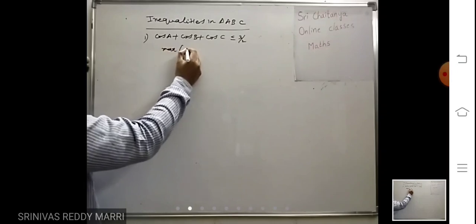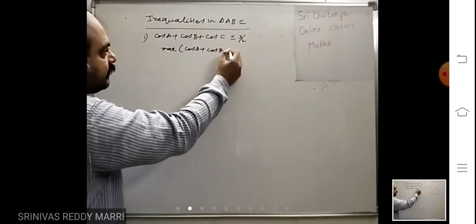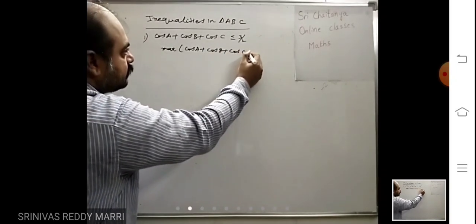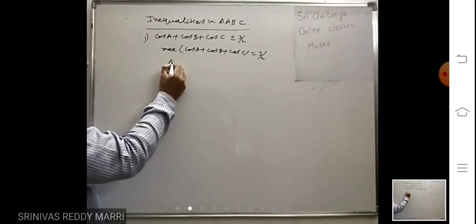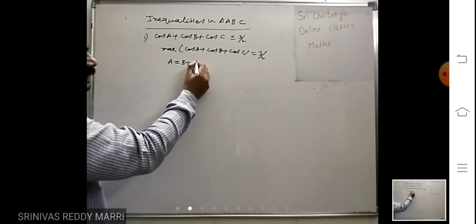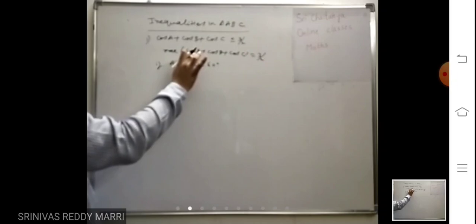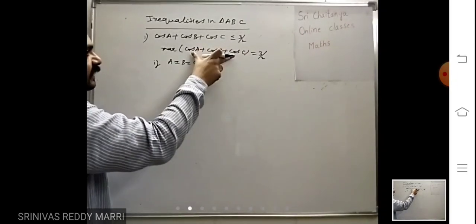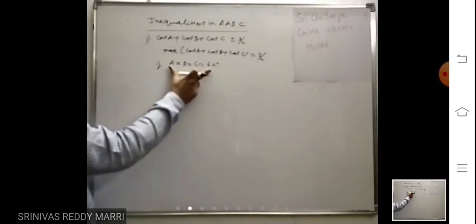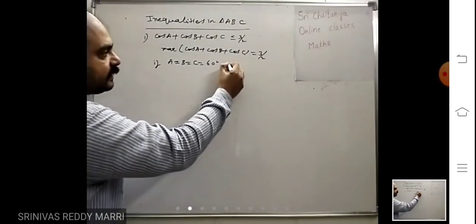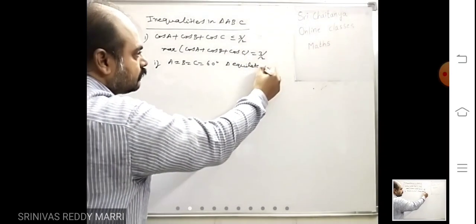The maximum value of cos A plus cos B plus cos C is 3 by 2. It happens in an equilateral triangle, with 60 degrees. Look, if this is 60, this is 60, this is 60, then this value is 3 by 2. In the equilateral triangle, it will be maximum. That means the triangle is equilateral.